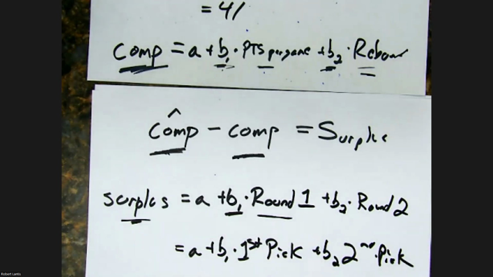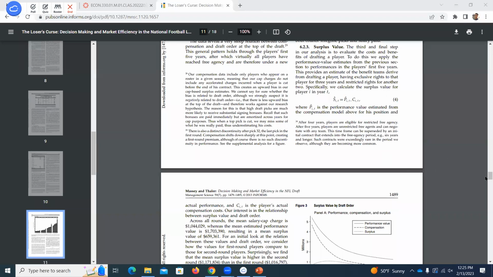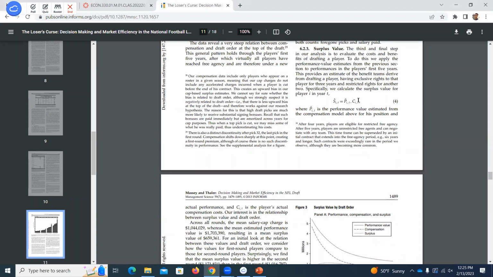Then when they run this regression, they essentially will have these coefficients that tell you, having this first pick, here's the expected surplus that I would expect, right? So I could then rank these picks based off the surplus. So we'll go back and look, double check that's what they did, because I'm pretty sure. So yeah, they took this surplus measure where they took their prediction minus the actual compensation.